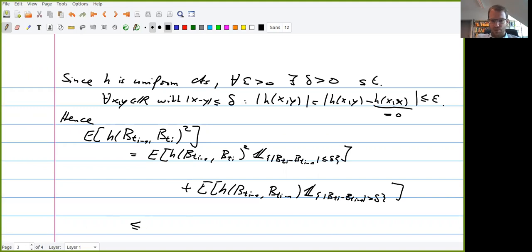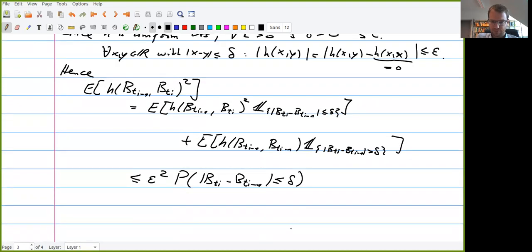Cool. And now we estimate this term. If we are on this set where the increment is less than delta, we can estimate h by epsilon, and then we get a square, so we get epsilon square. The expected value of an indicator function is nothing else than the probability that this event happens, so this is less or equal than delta. And now let's come to the second term. We can estimate h by its supremum norm. That's the brute force estimate. We've lost a square here, so we get a square as well. And again the expected value of an indicator function gives the probability of this event, the event that this increment is strictly bigger than delta.